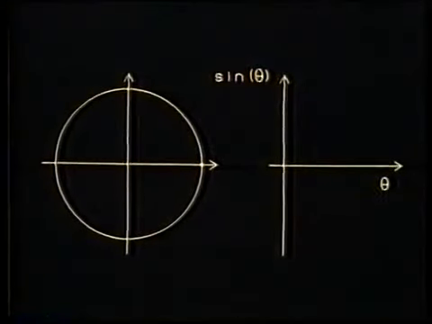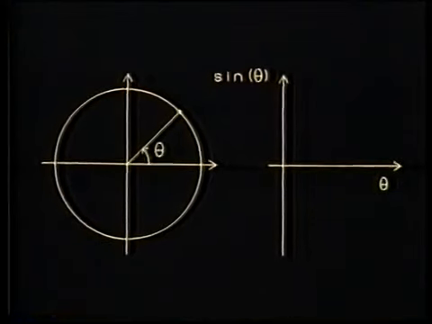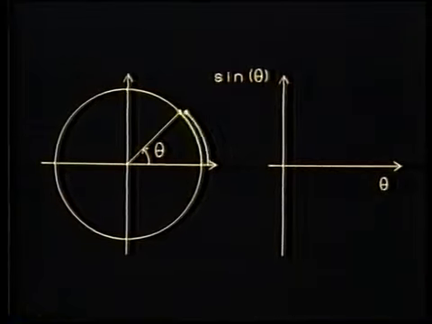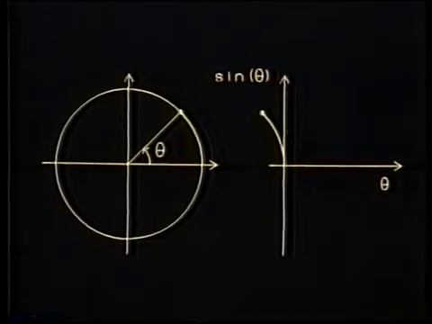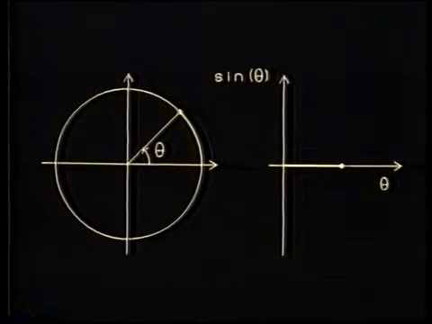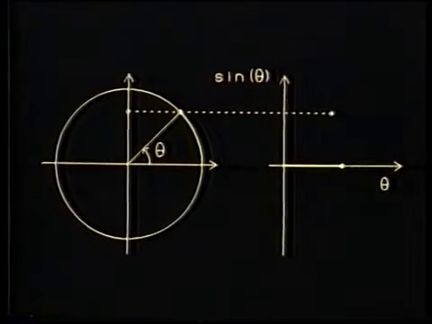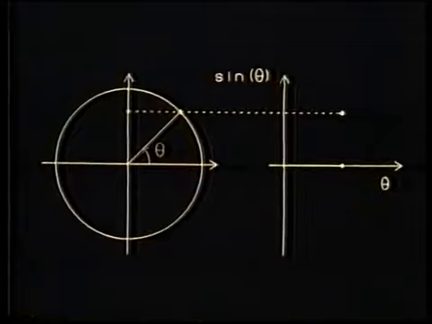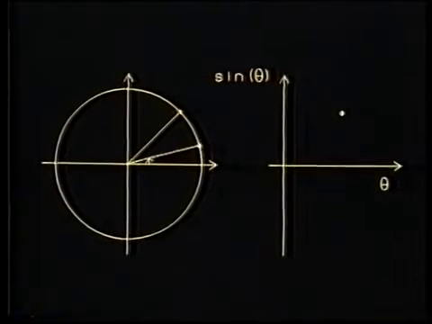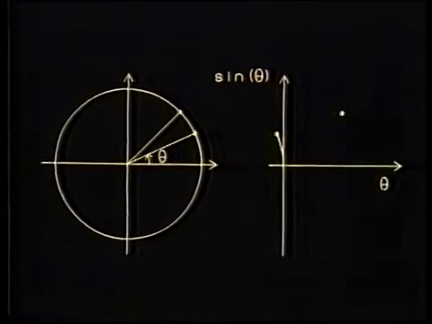Since we've got a circle of radius 1, for an angle of theta radians, the length of this arc is just theta. We are plotting theta along the horizontal axis of our graph. Vertically, we plot sine theta, and sine theta is the y-coordinate of the point on the circle. So we've got one point on our graph. For different angles theta, we plot other points, and in this way we can draw the graph for sine theta.